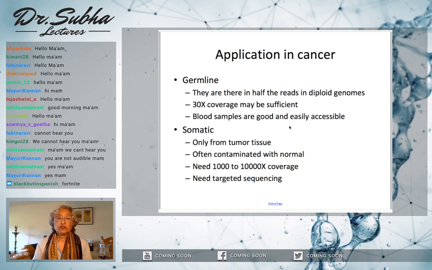So, in tumor mutation, the difficulty we have is that tumor tissues are often contaminated with normal tissue. Sometimes even 80% of the cells in the tumor tissue that you get are normal cells from the same tissue. So sensitivity becomes an important issue in finding somatic mutation.